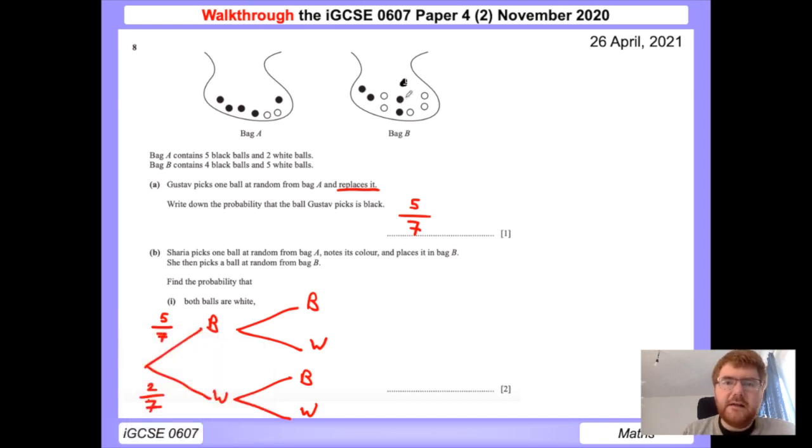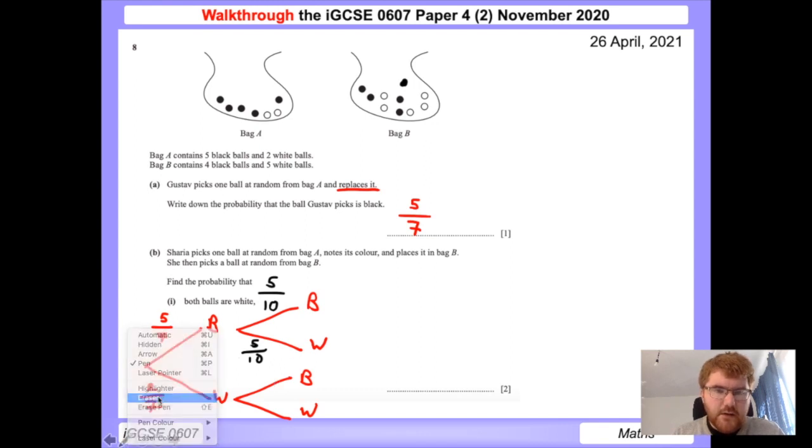So I put a black ball into bag B, and now we take a ball out at random from bag B. So notice now we've actually got 1, 2, 3, 4, 5 black balls out of 1, 2, 3, 4, 5, 6, 7, 8, 9, 10. So we have 5 tenths for black, and again these always have to add up to 1, so then we get 5 tenths there like so. Okay, and then at this point what we do is we imagine we go back to the beginning.